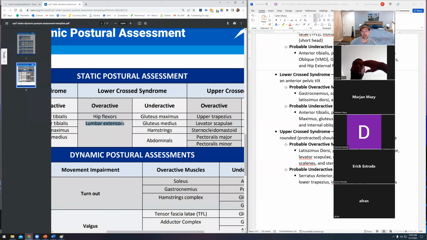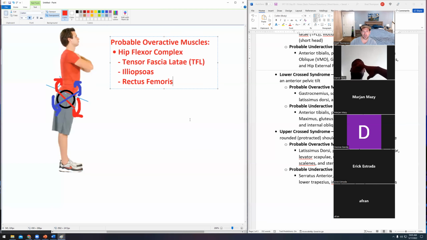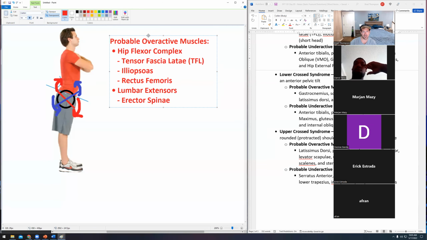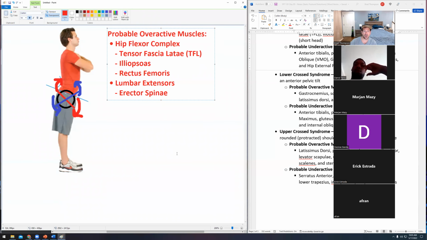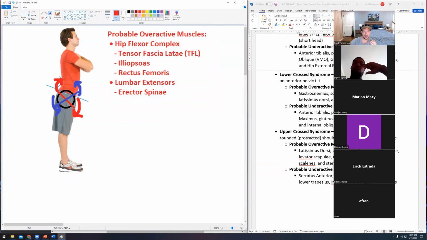And then we're going to see our lumbar extensors, is how they've got it listed here. That is going to be what's known as erector spinae, or erector spinae, as you'll hear people say it sometimes. So those are our probable overactive muscles, okay?